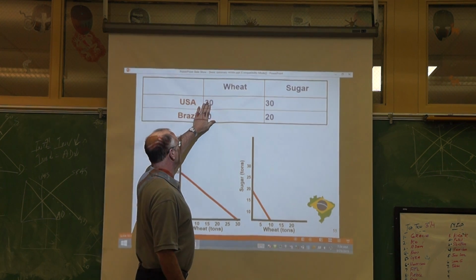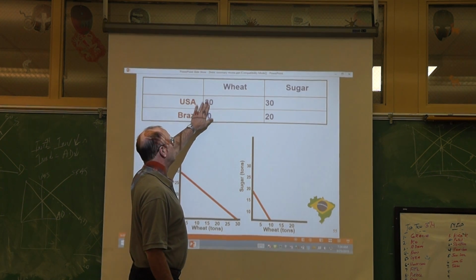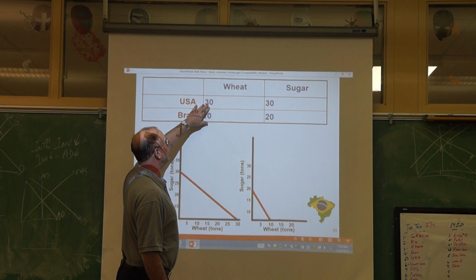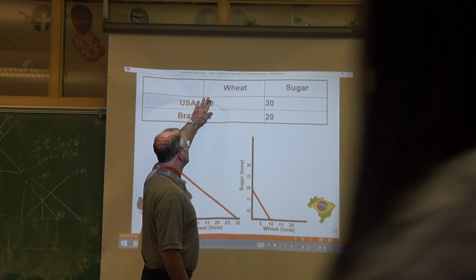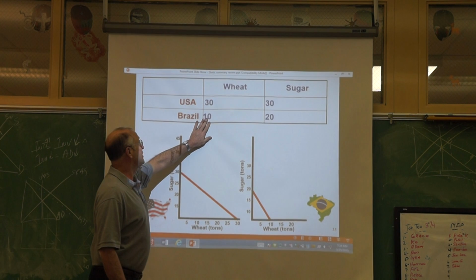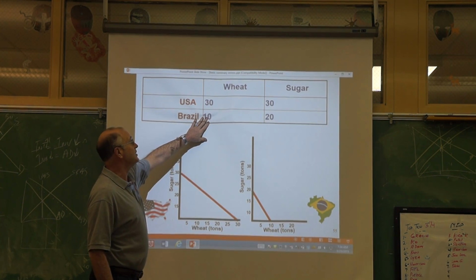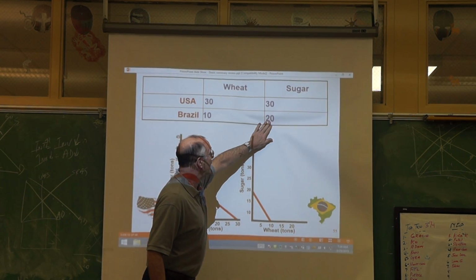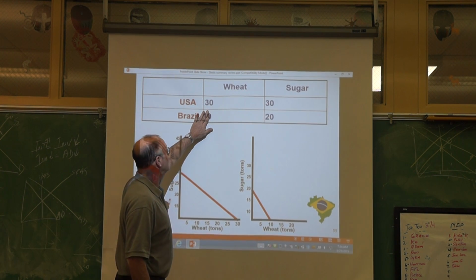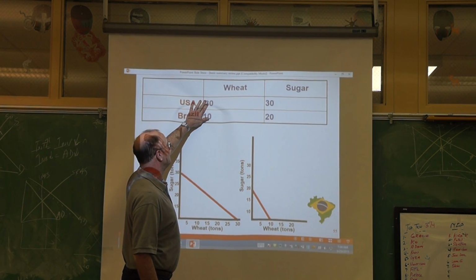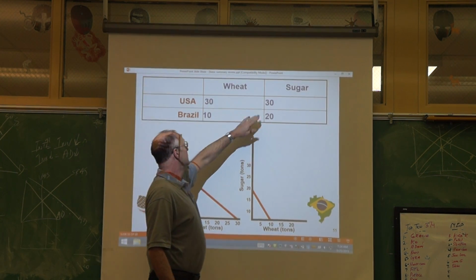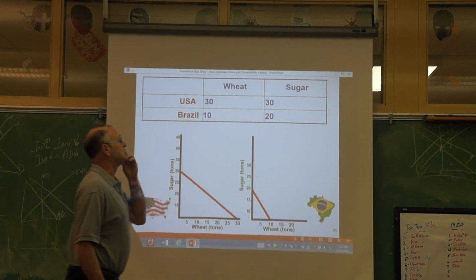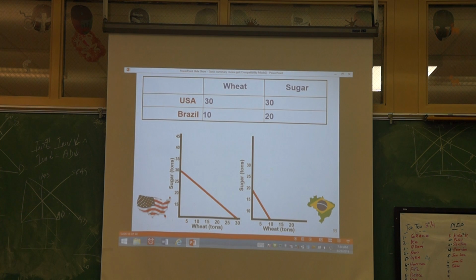So United States, 30 bushels of wheat. I want to see who has the comparative advantage. The other is sugar. 30 over 30 is 1. For Brazil, again, I want to see who has, I take the 20. 20 over 10 is 2. The United States opportunity cost is lower. They have the comparative advantage in wheat. Brazil has the comparative advantage in sugar. And we trade and we make everyone happy.